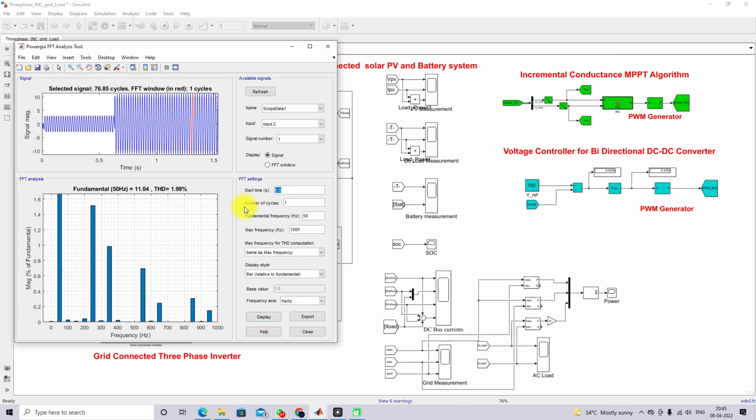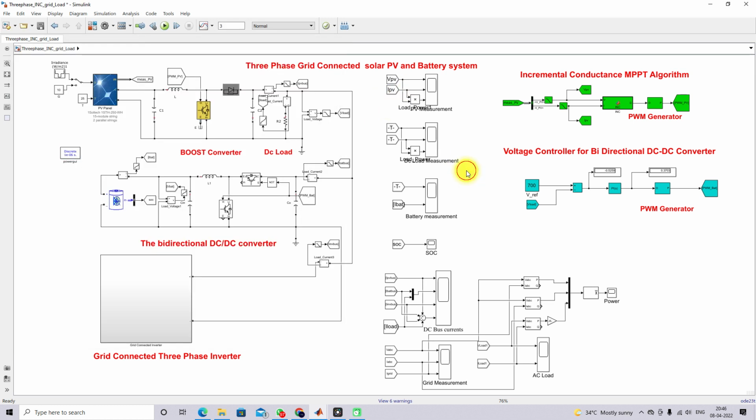Now I am going to check the THD while power is sent into the grid. Here you can see the THD is only around 0.29 percent. So the THD of the inverter current is less than 5 percent, and it follows the IEEE standard. This is the working of the 3-phase grid connected solar PV and battery system.